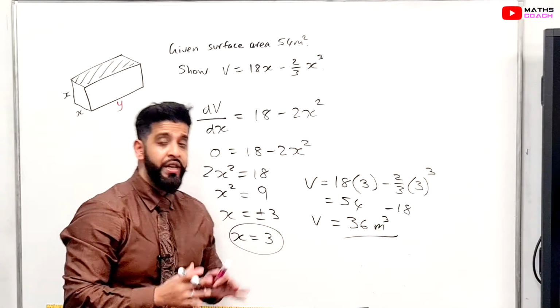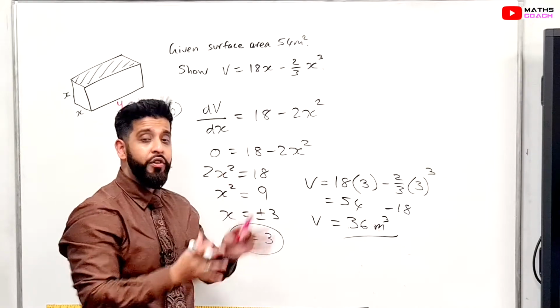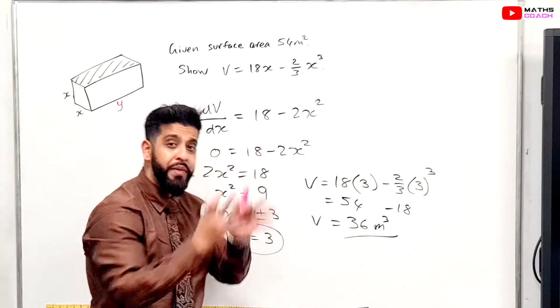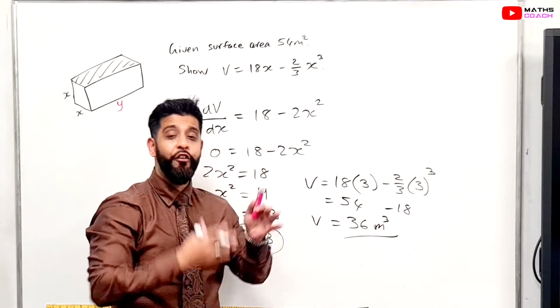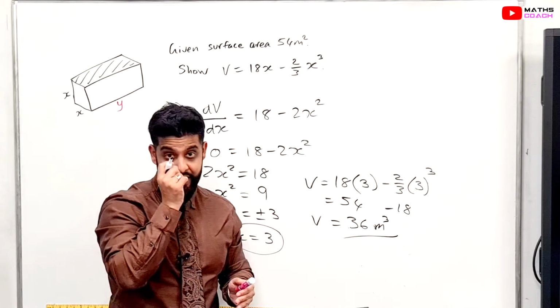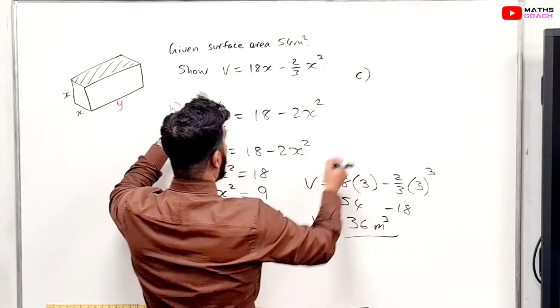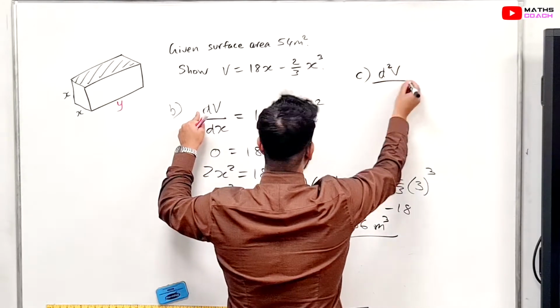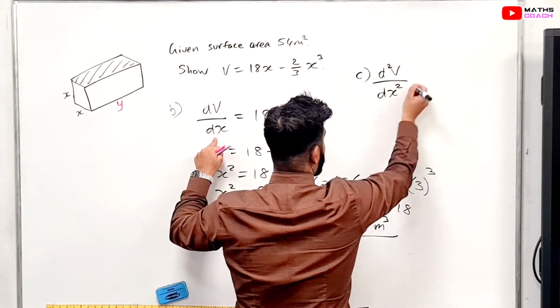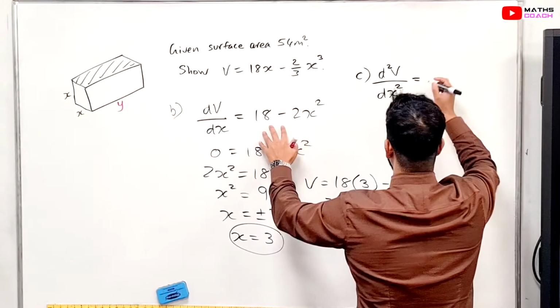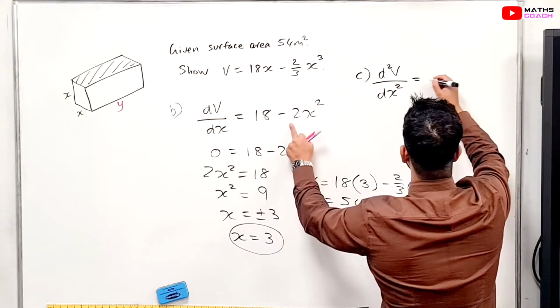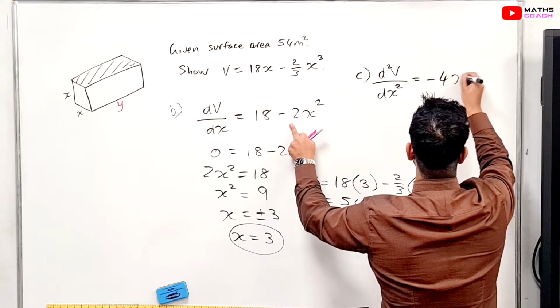All I have to do is prove whether or not this is a maximum volume or a minimum volume by differentiating again, i.e. finding the second differential. So let's do that up here. I will be finding d squared v dx squared by differentiating this again. So the 18 goes, the 2 drops down, so minus 4x.